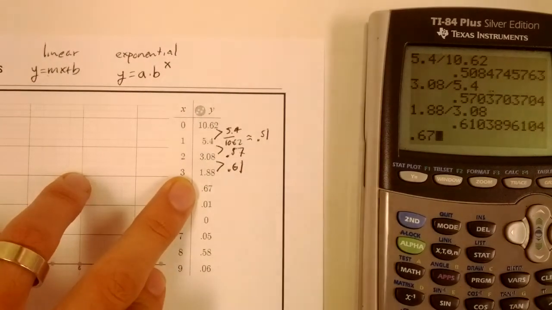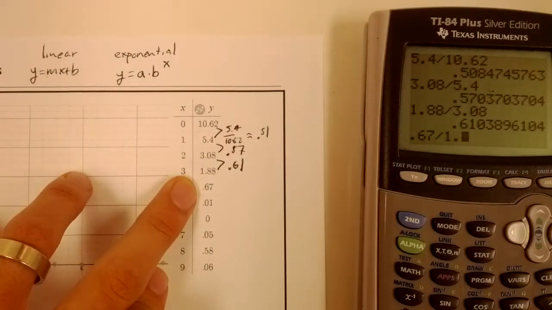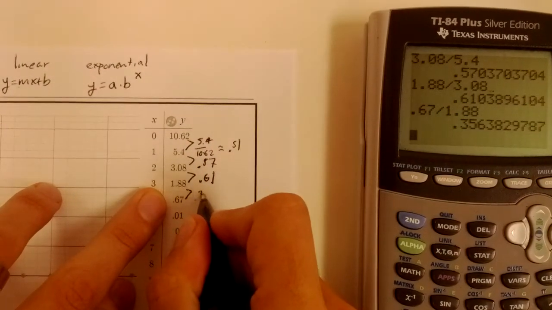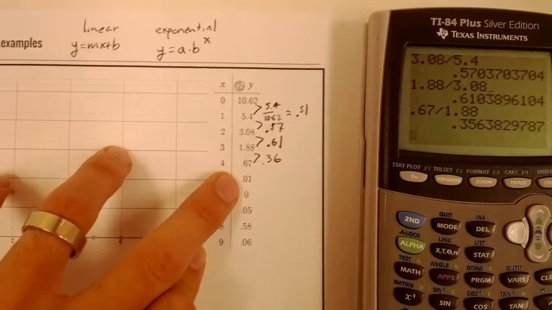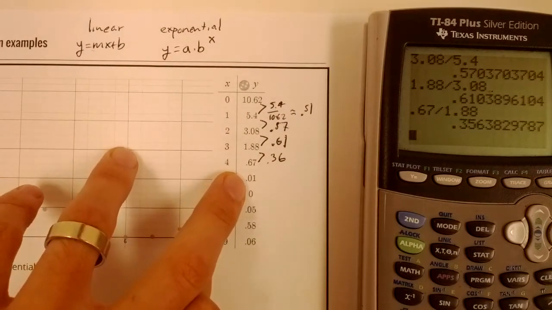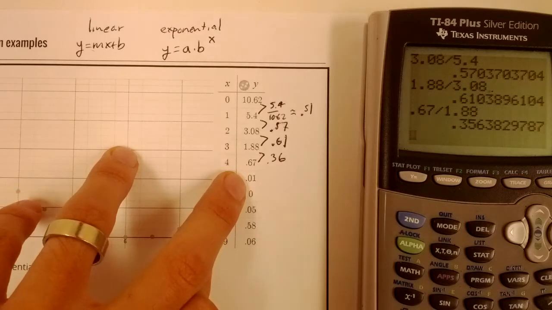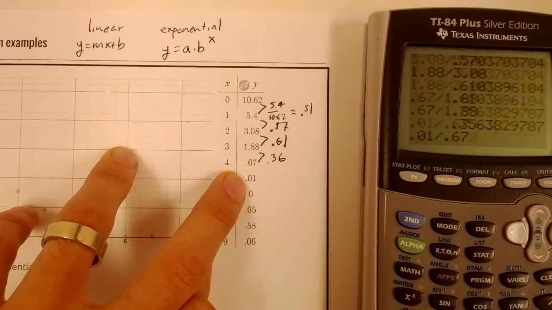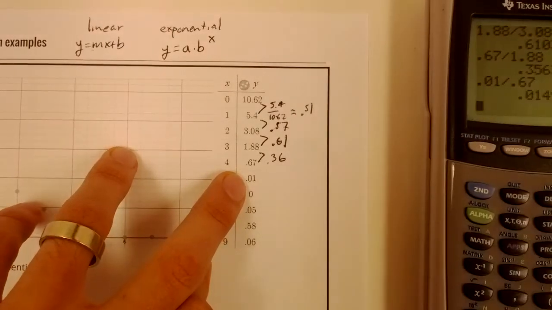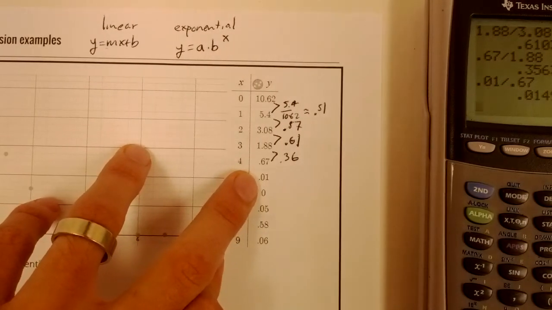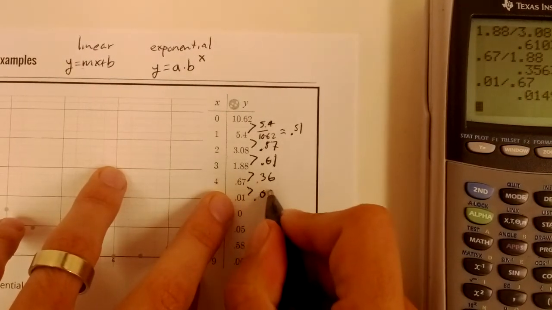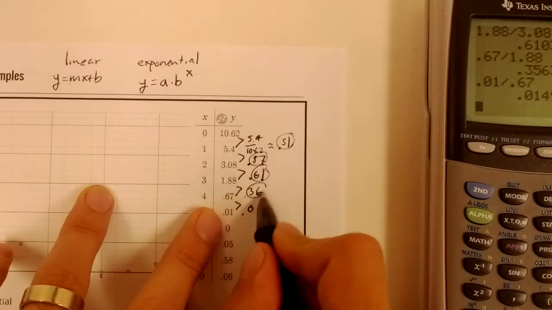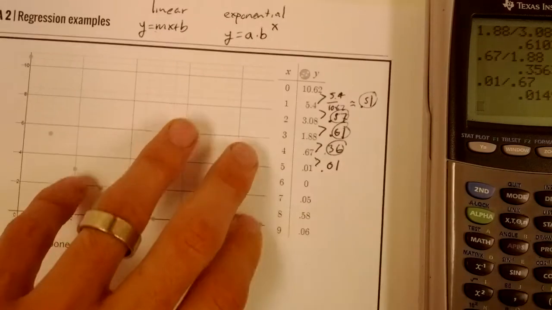0.67 divided by 1.88, I get about 0.36. All right. And what you can see here is that it is staying roughly similar here. Let's do that one last one. 0.01 divided by 0.67. All right, and that one is a little unusual there. Okay, but for the most part, we're sticking right around this middle area. Maybe about 0.5 seems to be about the center.